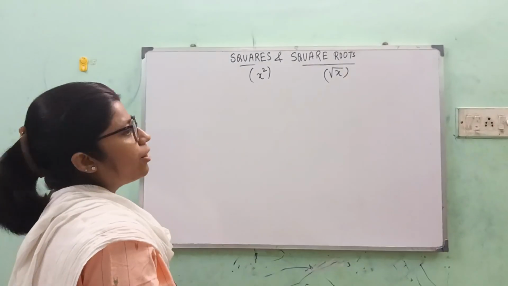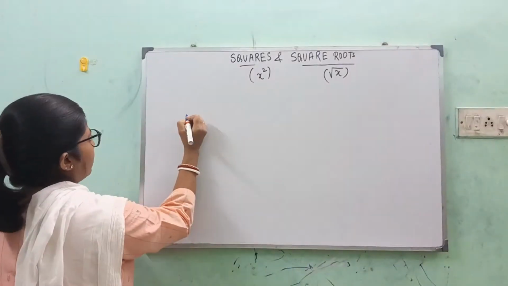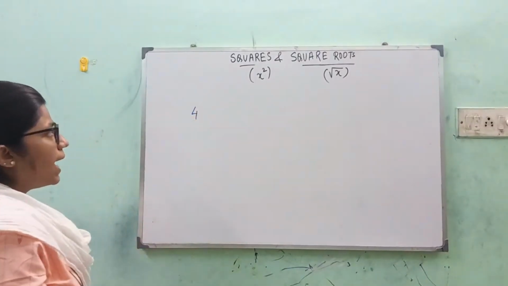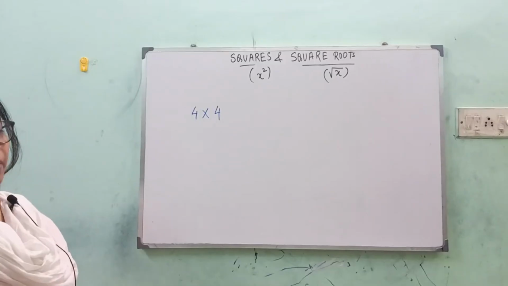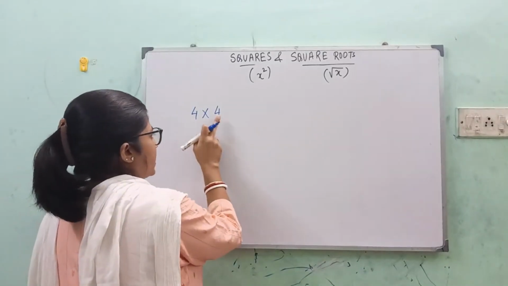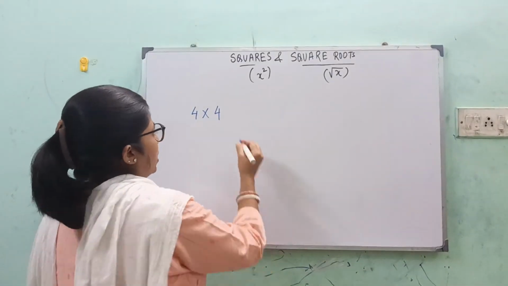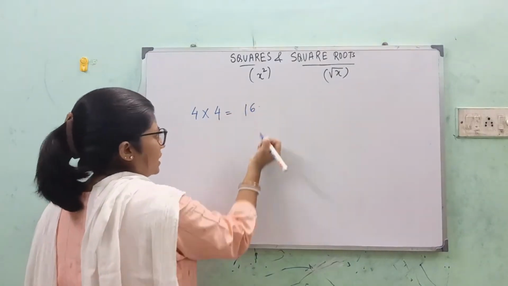What do you mean by the square of a number? Suppose I write a number 4, and square means when I multiply the number 2 times. That is, if I multiply the same number to itself twice. So the answer here becomes 16.